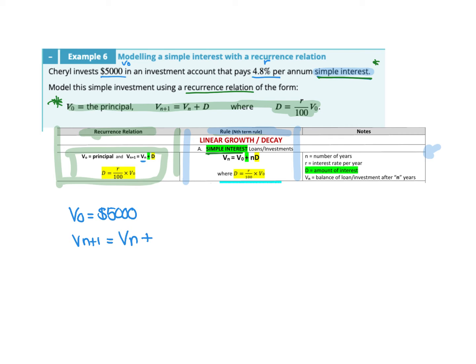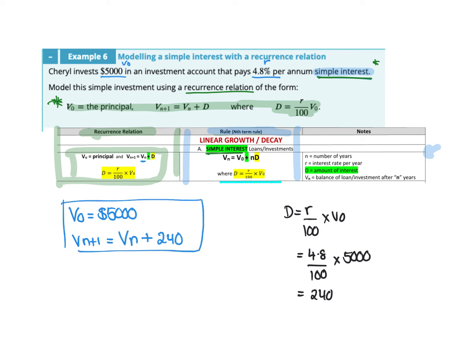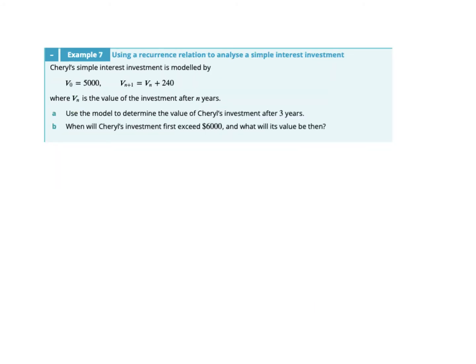Now, we don't know what the D is. We'll have to work it out. So if I do that over here, the formula for D is R over 100 times V0. So in this example, it's 4.8 over 100 times 5,000, because that's what V0 is. If we do that, we get 240. So back up here, that's what I put in here. And this is my answer for the recurrence relation, okay? You have to have both of those things stated. And this is how I found the D value, okay? Let's go and do another one.